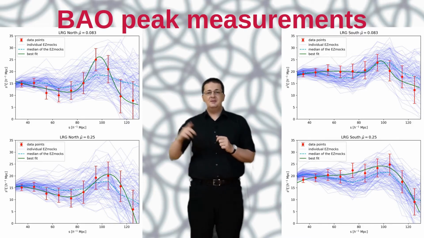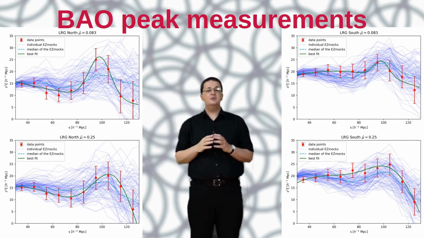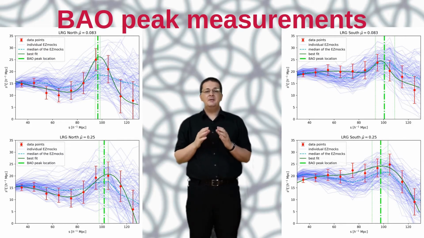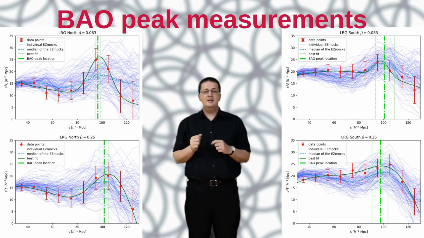You also might remember this plot over here from the beginning of my talk. The fit allows us to measure the BAO peak location by running an MCMC sampler. We obtain the following values. For the first mu-bin in the north we get around 97 megaparsec/h, for the second one 102 megaparsec/h, and in the south we measure a peak location in the first mu-bin of about 101 megaparsec/h and in the second mu-bin of roughly 96 megaparsec/h.